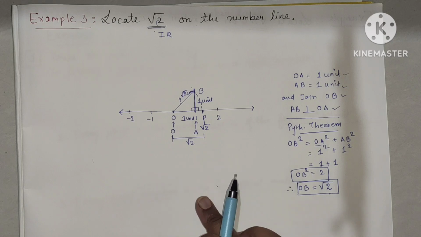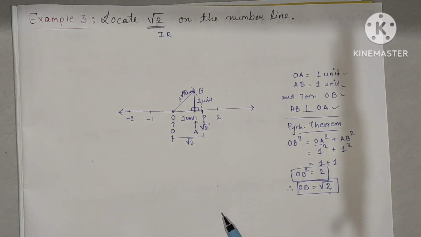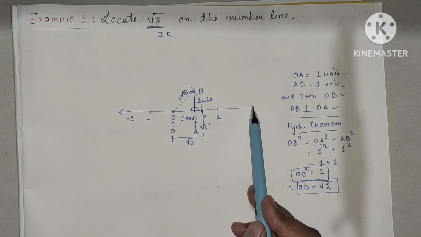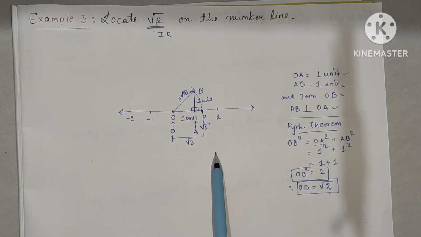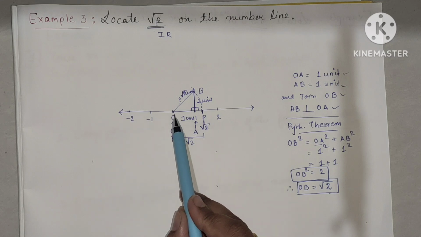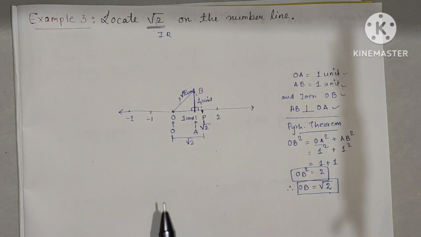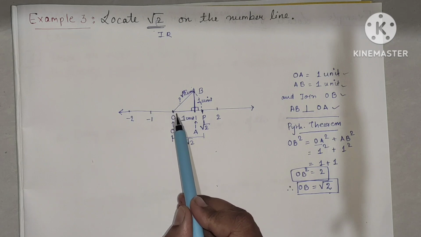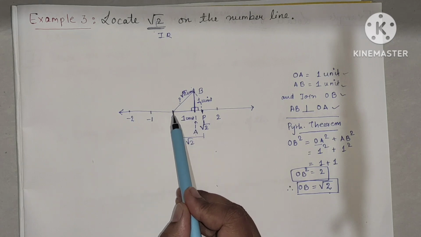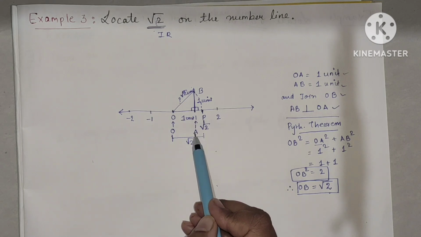So here are the steps. Once again I will analyze the steps for plotting root 2 on the number line. You are going to draw a number line. You are going to take 1 unit distance for each of the points on the number line. Here I have mentioned the points, and here I have drawn the number line roughly. So here you are going to take 0 as O, 1 as A.